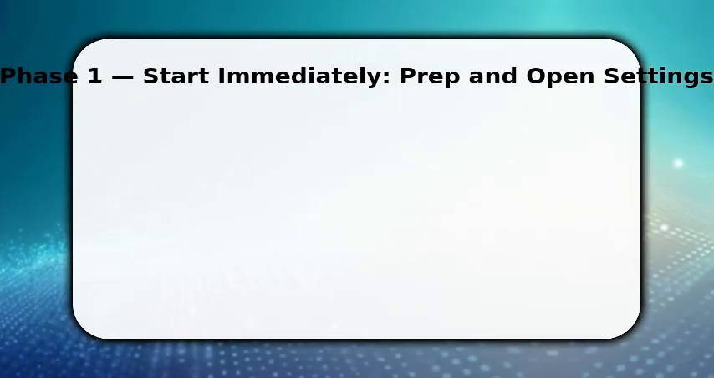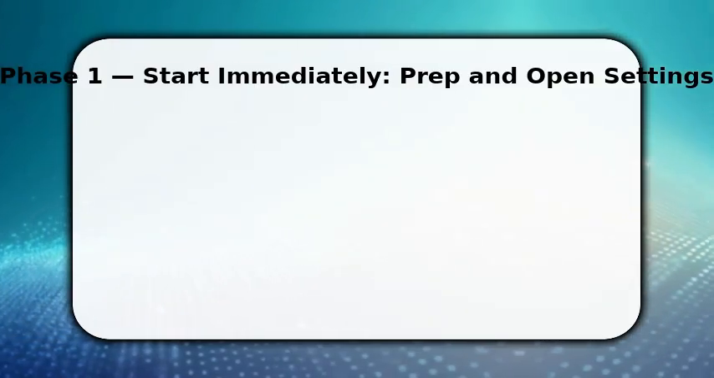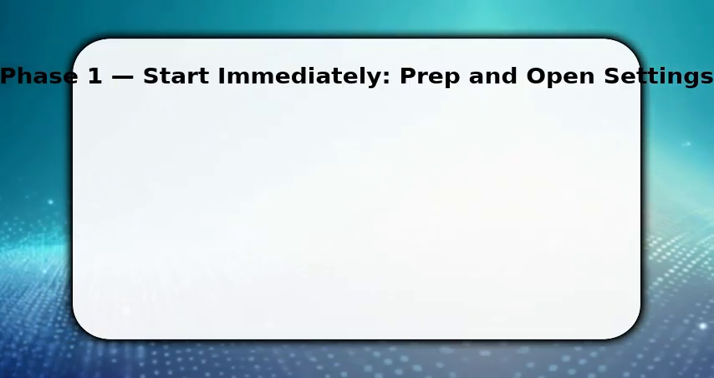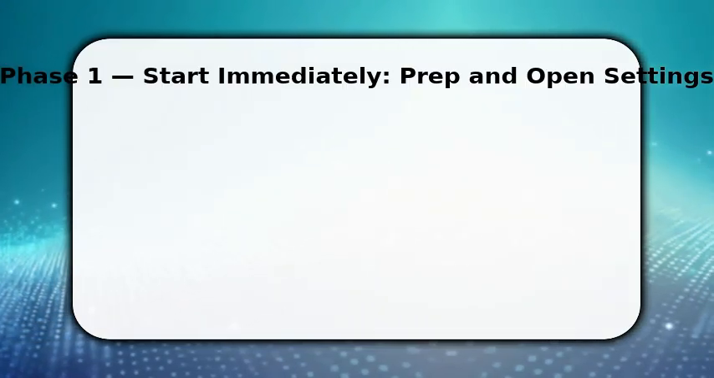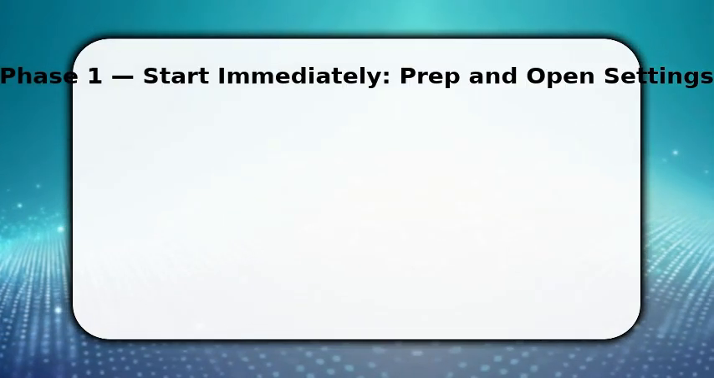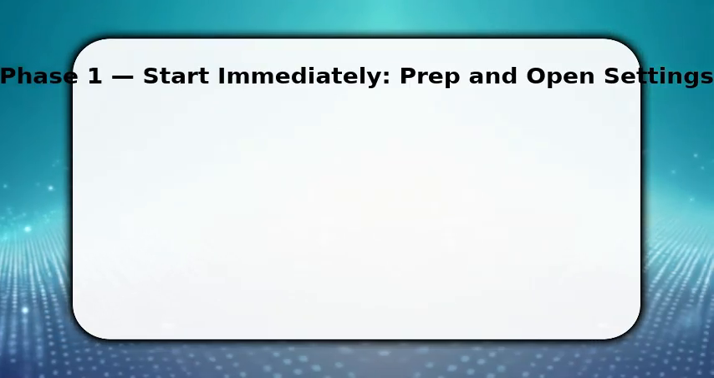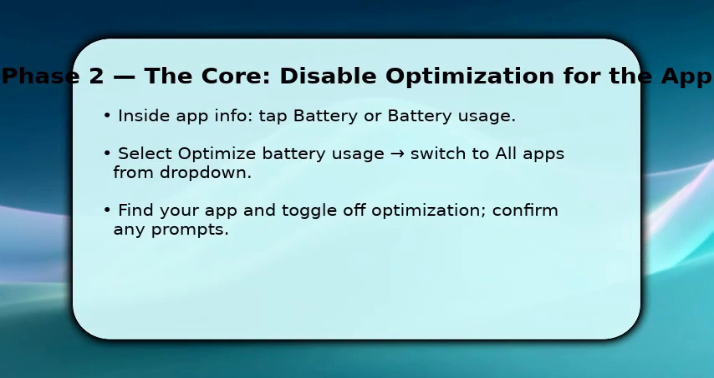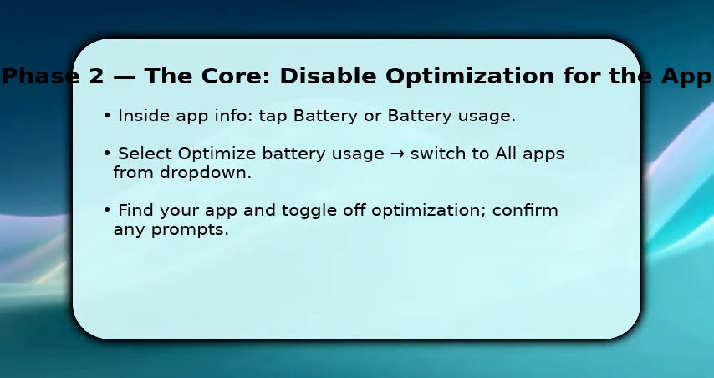Once you see the app list, tap the specific app you want to exclude. This first step isolates the target so you can control its battery behavior. Make sure you pick the exact app to avoid changing global settings. Once done with the app info, tap Battery or Battery Usage to reach power controls.